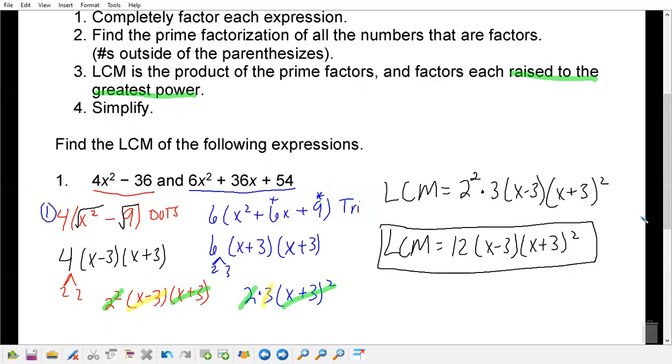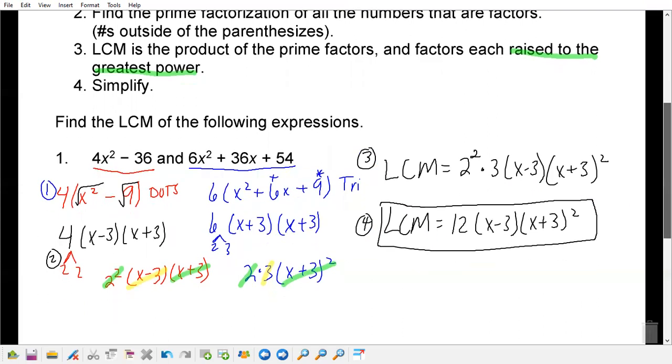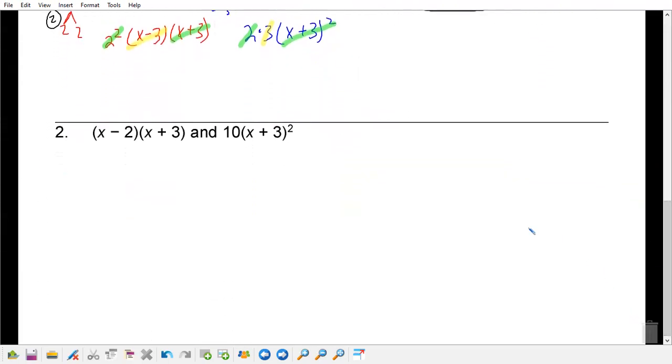Okay, let's go over those steps again. So 1, we factored our expressions completely. 2, we wrote our numbers in prime factorization. 3, we used the prime factors and factors each raised to the greatest power to find our LCM. And then 4, we simplified our LCM. Okay, so let's try that again.